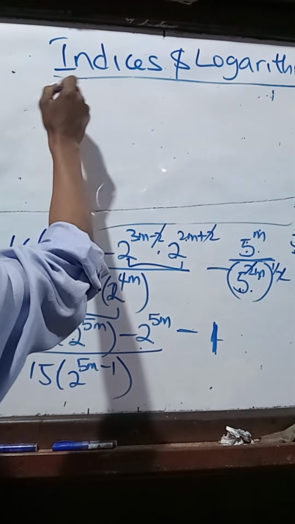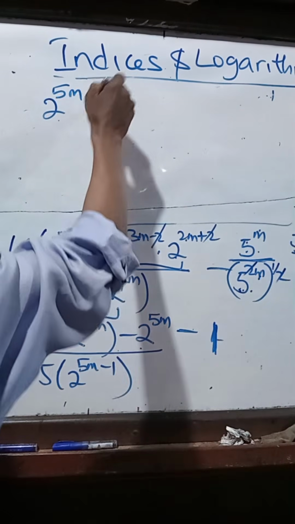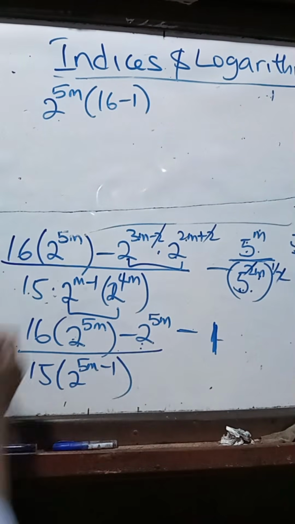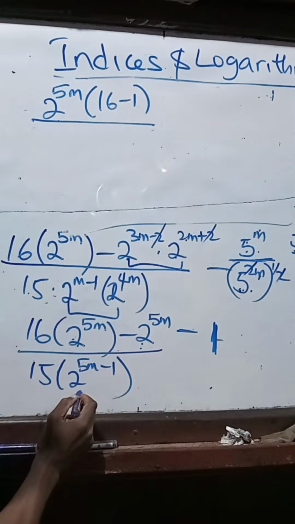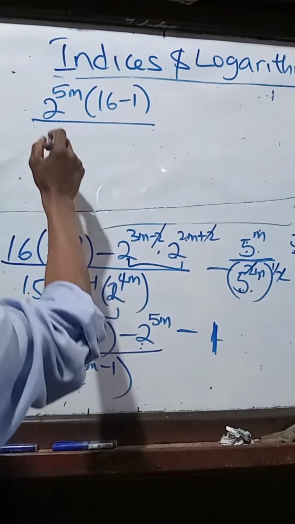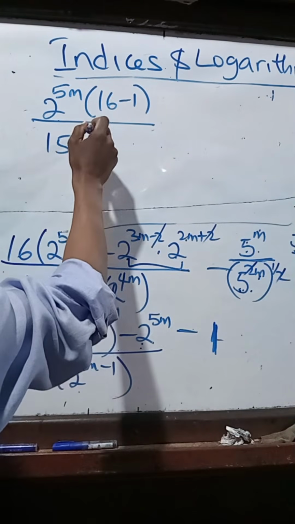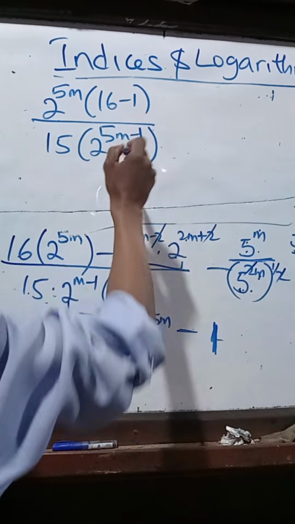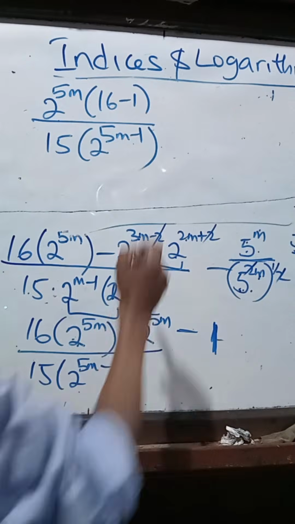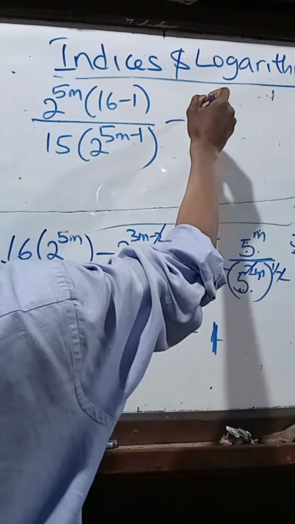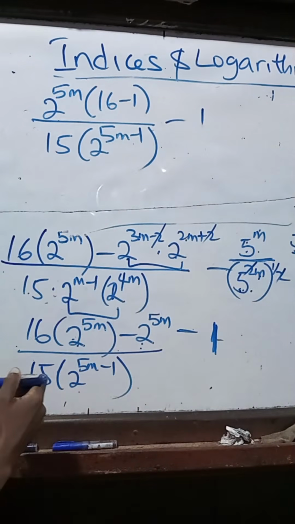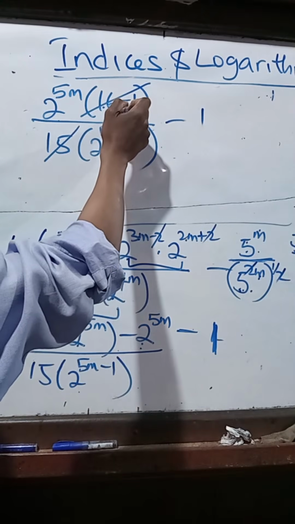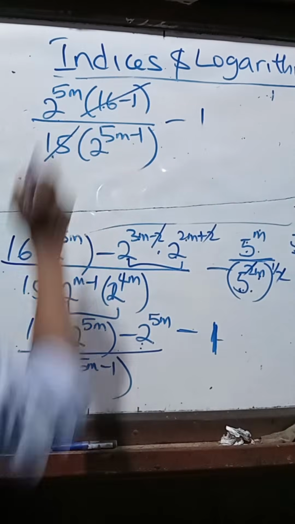2 to the power 5m is common, we can take it out. Then we have 16 minus 1. This one is there, take it out, over this one here, that's 15 times 2 to the power 5m minus 1. Close your brackets, then minus 1. Okay, so this one and this one we cancel. This is 16 minus 1, that's 15. 15 is there, so it cancels.